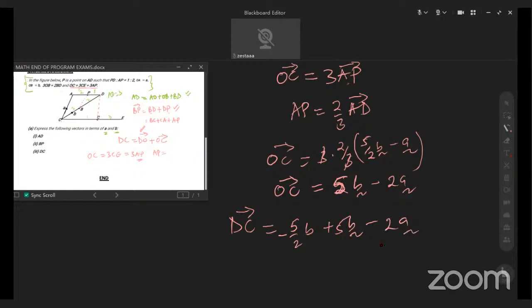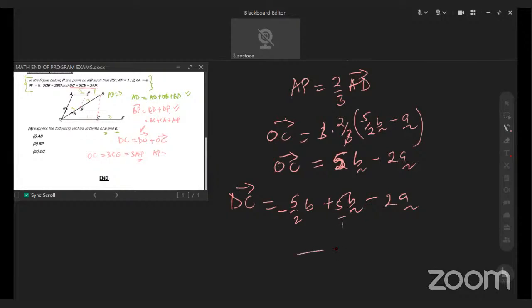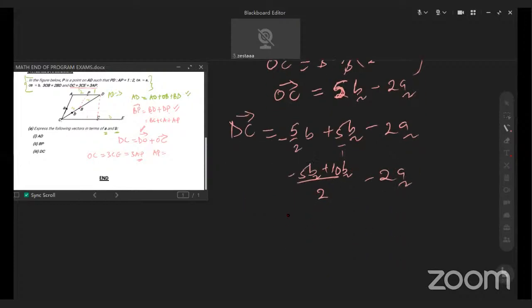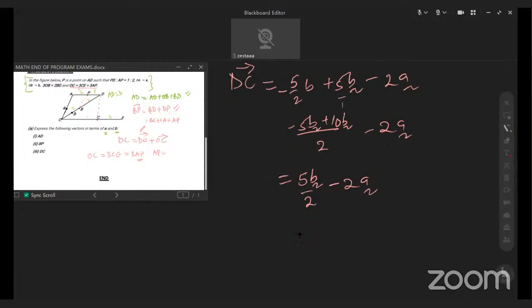So from here, you collect your like terms. So this was out of 1. Get the LCM, which is 2. This will be negative. Please take note of the negative. Negative 5b, plus 2 times that, which is 10b, minus 2a. So finally, we shall be having negative 5b plus 10b will be 5b, out of 2 minus 2a. Of which you can put the 2 outside, which will be 1 out of 2 into 5b minus a. This will be giving us our DC.